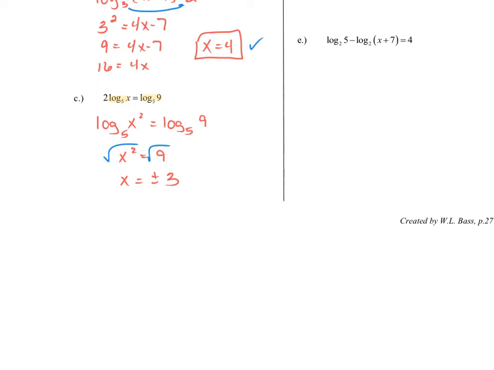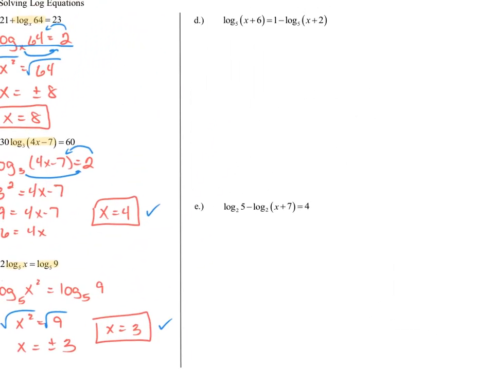Then I'm going to check: does both the positive and the negative work? And I look at this log right here and I say, no, I can't have the log of that negative 3. So my final answer is just going to be x equals positive 3. Again, I'm going to say it: don't assume that the negative gets rejected, because it does not always get rejected.